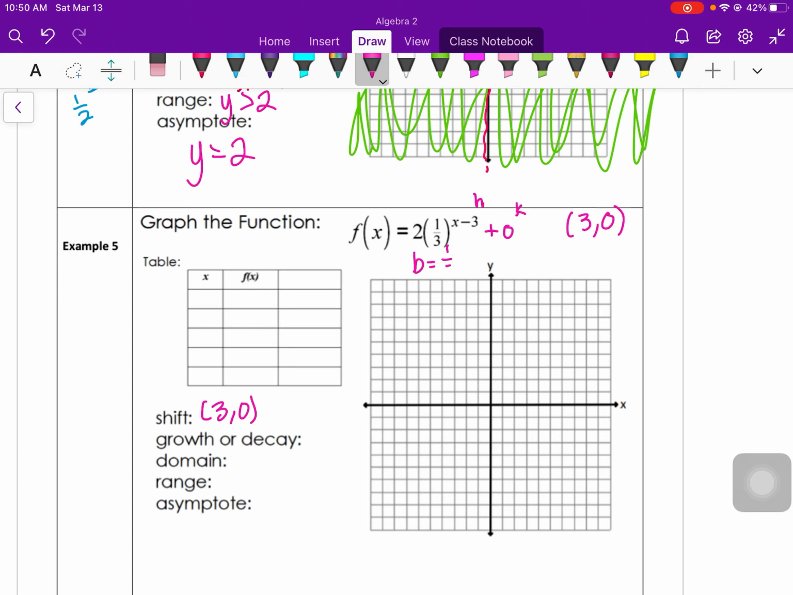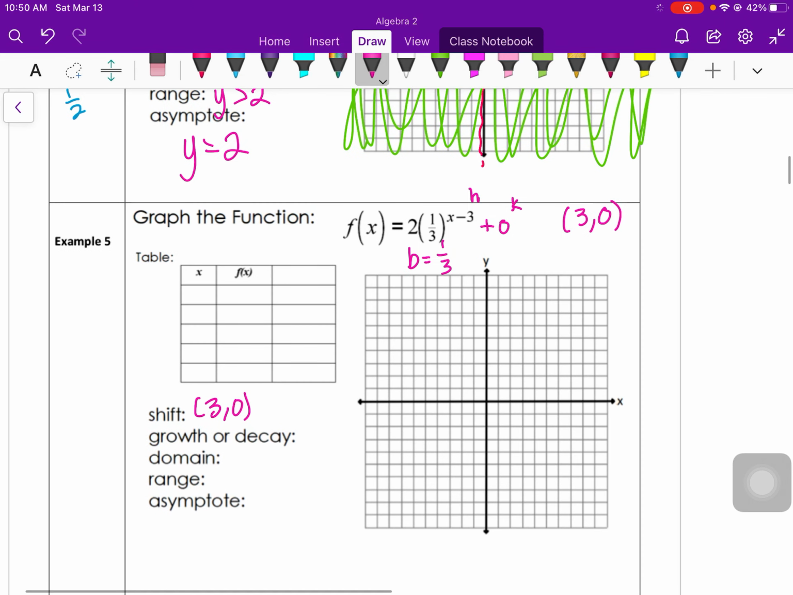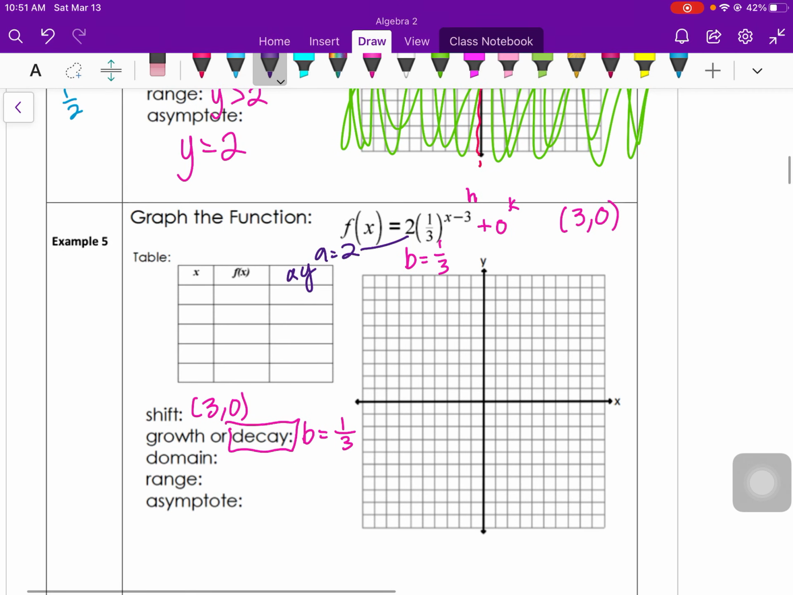I've got my b is equal to 1/3, which is less than 1. So this is going to be another decay since b is 1/3. That's my base. That's the number I'm going to be using. And then I've got an a of 2. So that's what I'm going to plug in when I multiply. Don't have to think about this one. I've got -2, -1, 0, 1, 2.